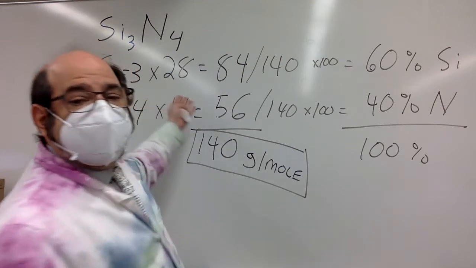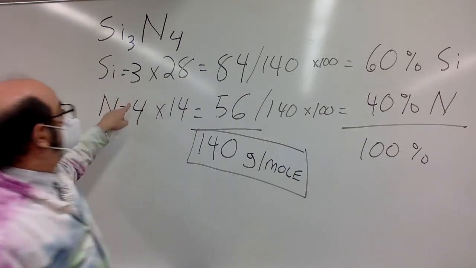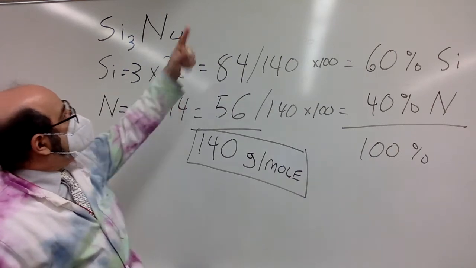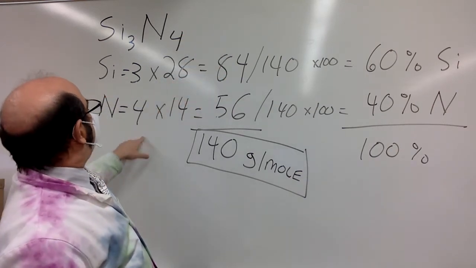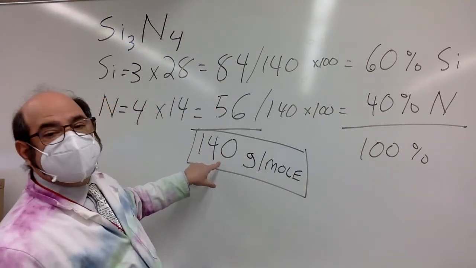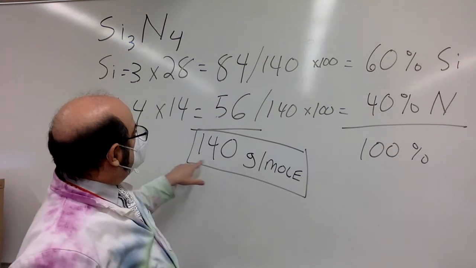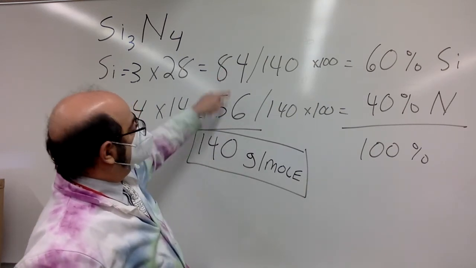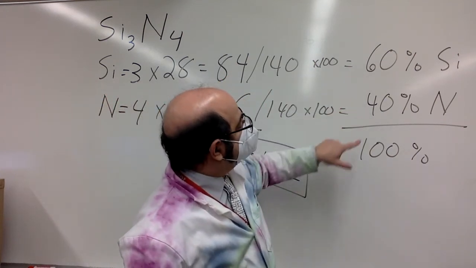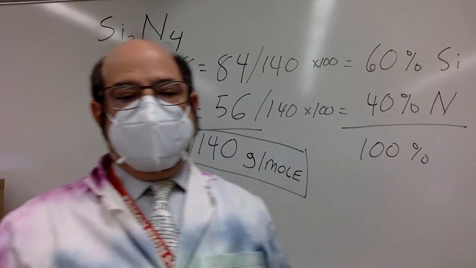So find the percent, count the atoms. So quick review. Count the atoms, multiply by the atomic mass we find on the periodic table. Get its total mass, add the total masses together to get the formula weight, the mass of silicon nitride. This is the whole, and these are the parts. So to find the percent, we take the part divided by the whole times 100, which gives us the percent of our elements. That is how you find percent composition.